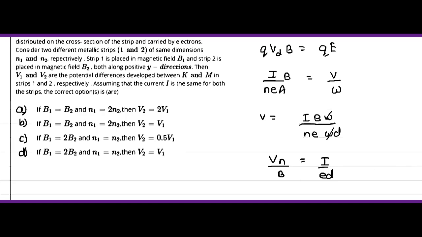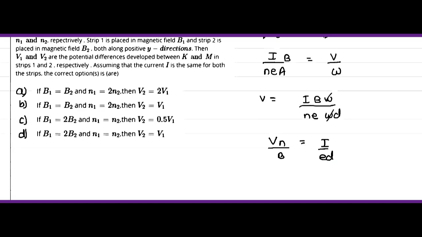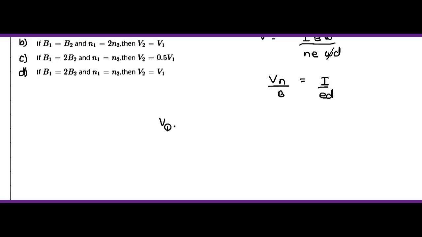Okay, so these values are constant, so we can write V1 N1 divided by B1 equal to V2 N2 divided by B2. We can just write it like this. Now in the A and B options, B1 and B2 are the same.